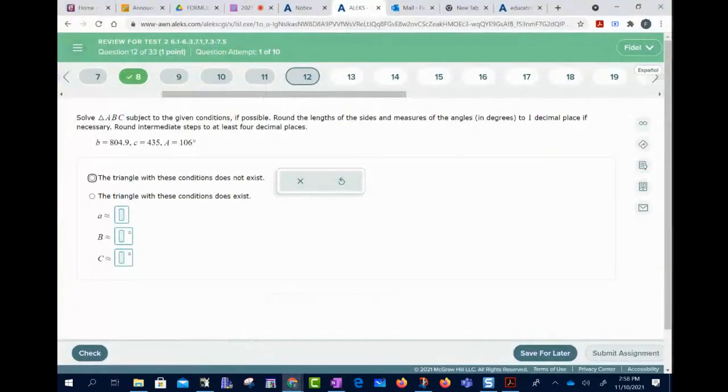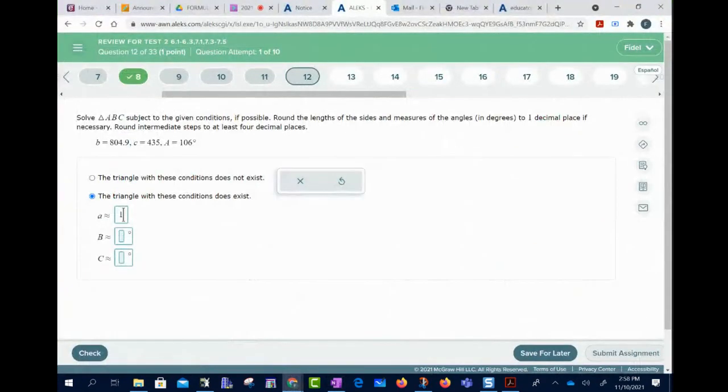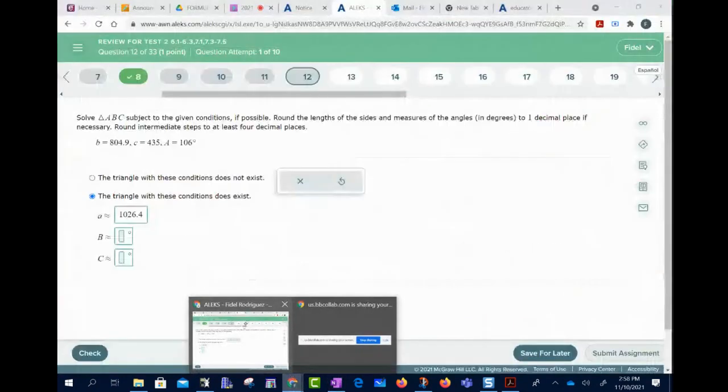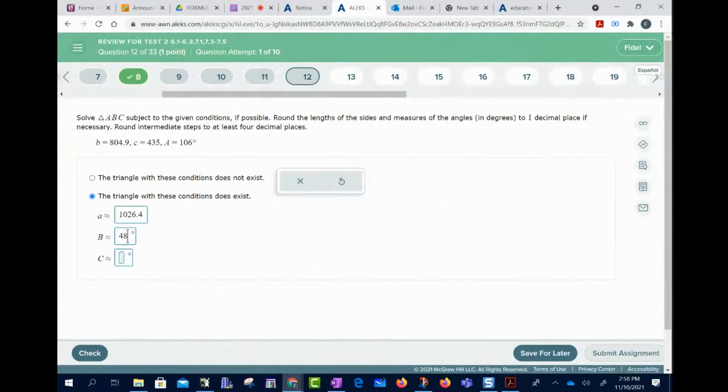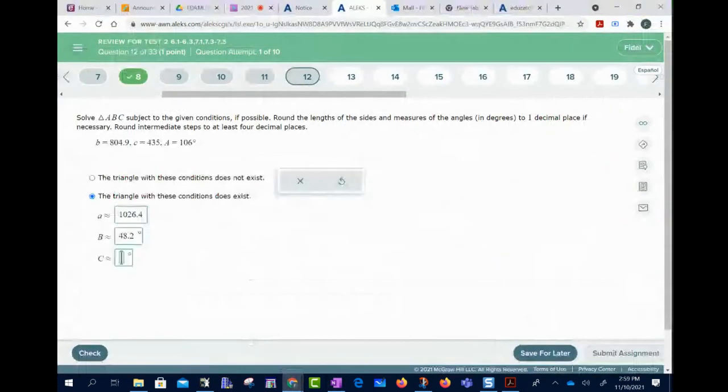So when I come back to my problem, for A, 1026.4. For B, we got 48.2. And for C, we came up with 23.8. And we'll check.